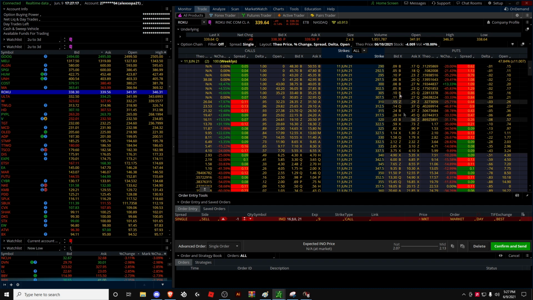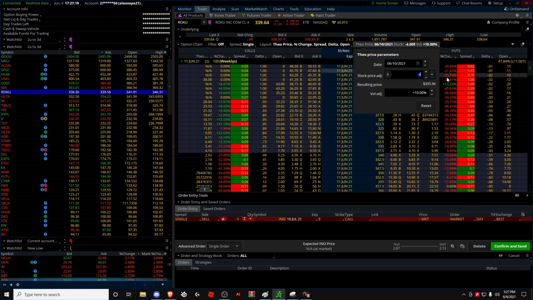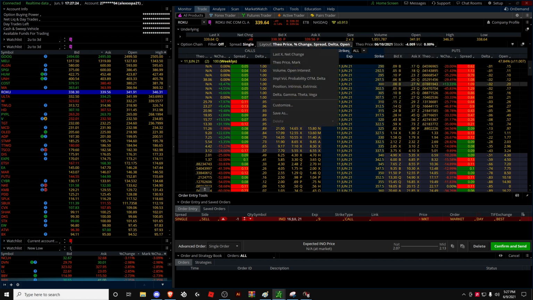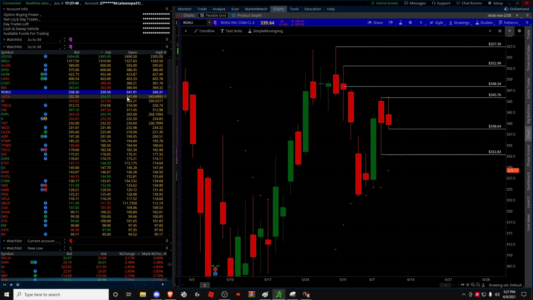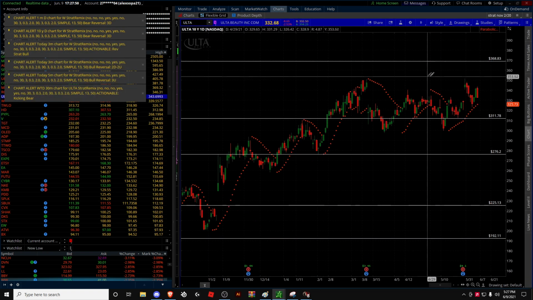And if you want to calculate what the price is going to be tomorrow if it were to drop, we can go like this. Use the theoretical price, which the way you do that is you click Theo right here on Thinkorswim, and then change it to tomorrow's date. And if it were to drop to 33, so $6, how much would these be worth? So these would go a little bit less than 100% tomorrow. So probably going to find something better, but definitely could be something I'd look at.